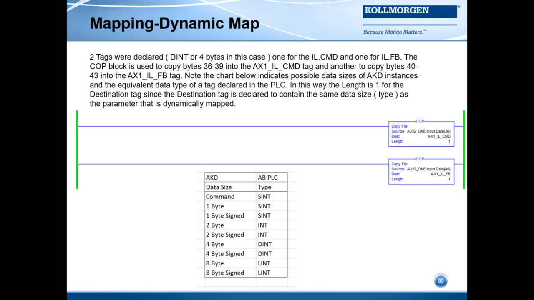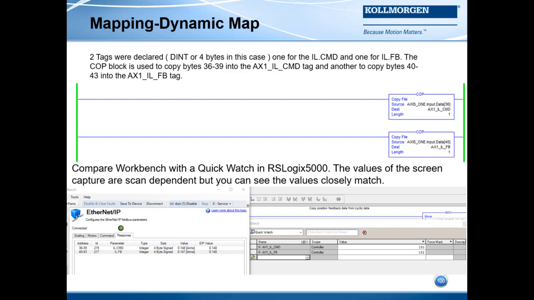Note the chart below indicates possible data sizes of AKD instances and the equivalent data type of a tag declared in the PLC. In this way, the length is 1 for the destination tag, since the destination tag is declared to contain the same data size type as the parameter that is dynamically mapped. During runtime, you can compare Workbench with a quick watch in RSLogix 5000. The values of the screen capture are scan dependent, but you can see the values closely match.